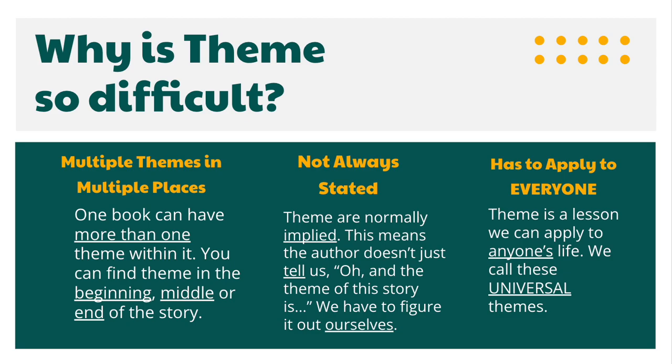So why is theme so difficult? There's a couple reasons why theme is so difficult to find and why this is a difficult skill to learn how to do. One of those is because there's multiple themes in multiple places, meaning one book can have more than one theme within it. So you might read a book that has 4 or 5 themes or 4 or 5 lessons that we could learn. So that makes it kind of difficult because everybody might find a different theme. And that's not necessarily a bad thing because we all have different perspectives on the story. We all have different understandings.